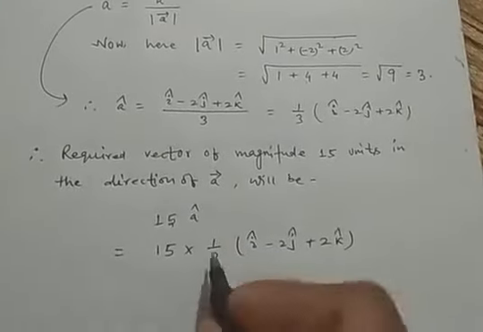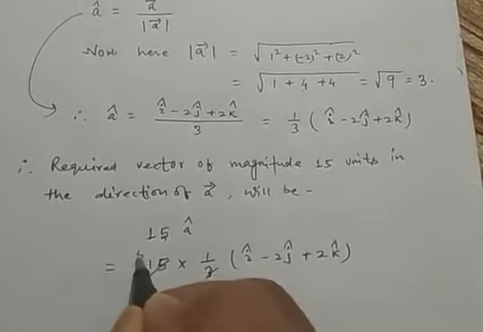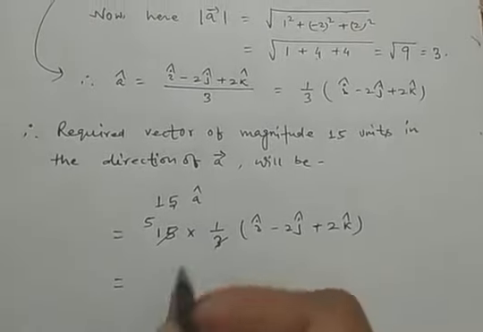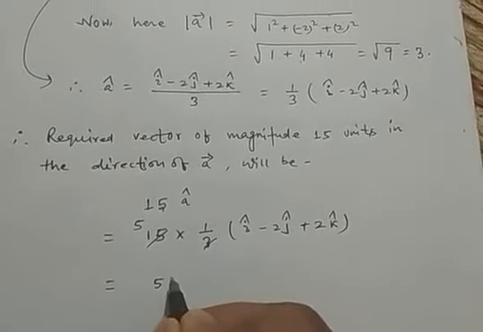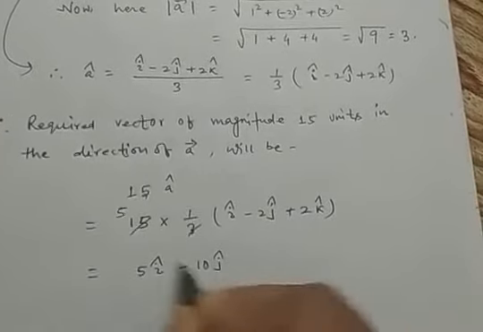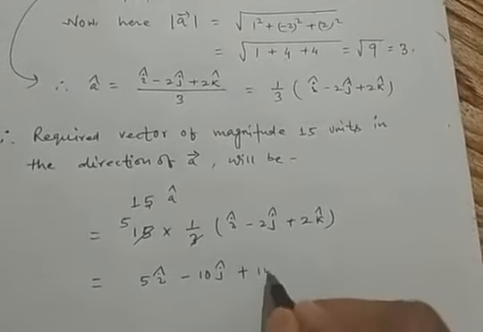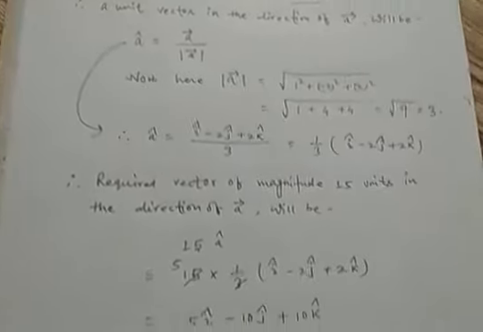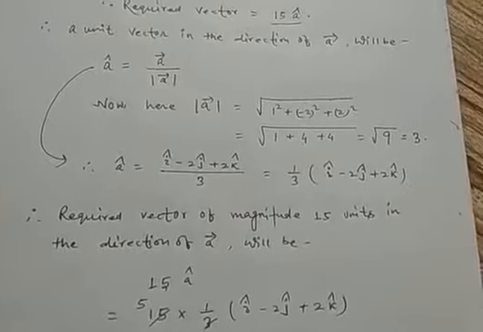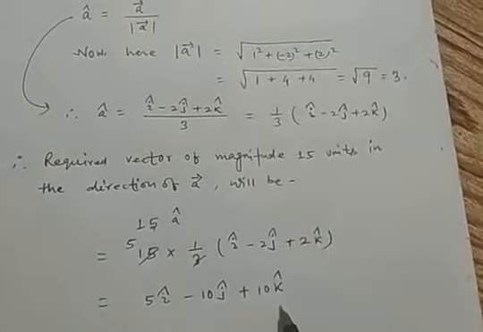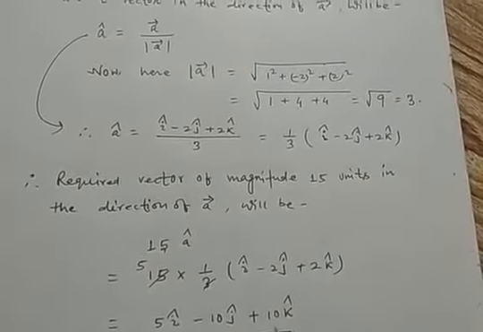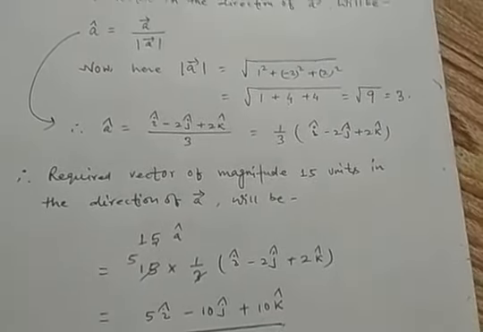Okay, so 3 fives are 15, so here will be 5 i cap minus 5 twos are 10 j cap plus 5 twos are 10 k cap. Okay students, so this is the required vector which has magnitude 15 units.